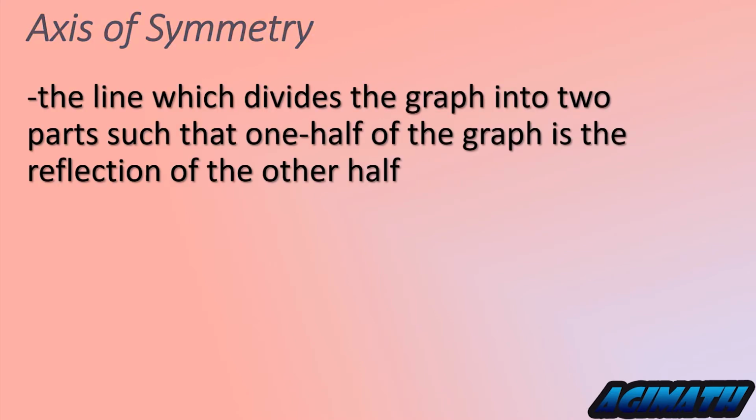Next term we are going to define is the axis of symmetry. The axis of symmetry is the line which divides the graph into two parts such that one half of the graph is the reflection of the other half. So if I'm going to draw a parabola opening upward, the axis of symmetry is located at this point, passing through the vertex. Just imagine that my drawing is perfect. If you look at this drawing, this part is exactly the reflection of the other part. That's the purpose of the axis of symmetry.